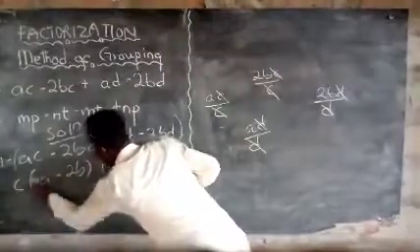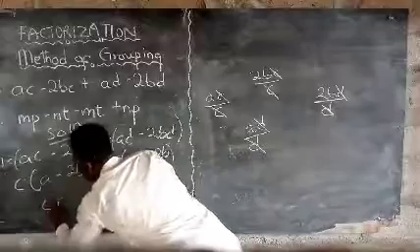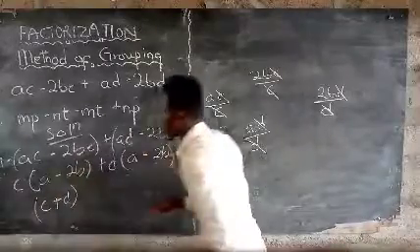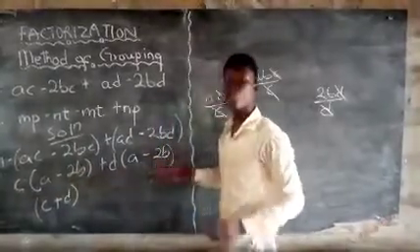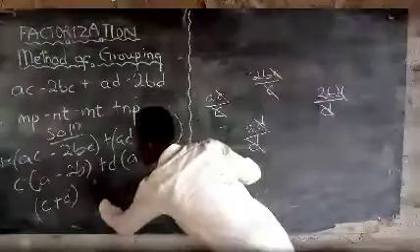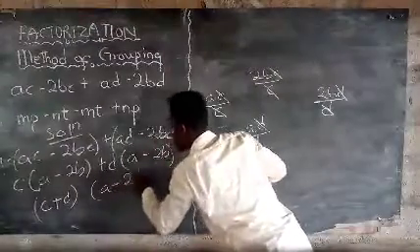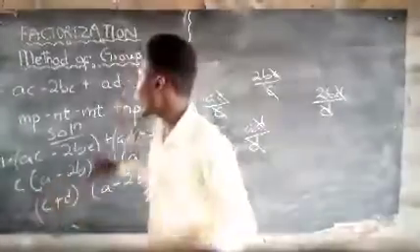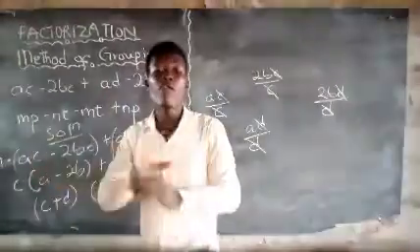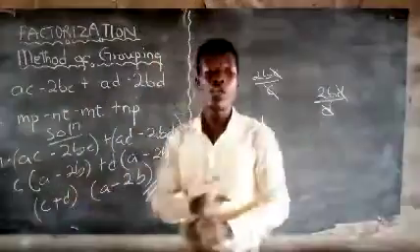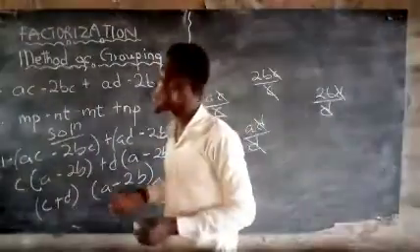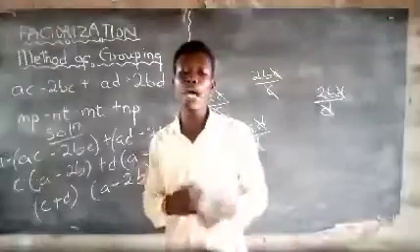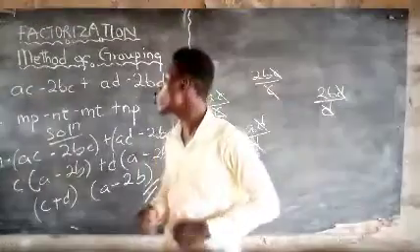Since this and this are outside your bracket, we say C plus D, and we put them in one bracket. Since this one and this one are also the same, we put them in one bracket, which is A minus 2B. Then there we go, we have factorized our question. Very simple. You can try more of these and do well.